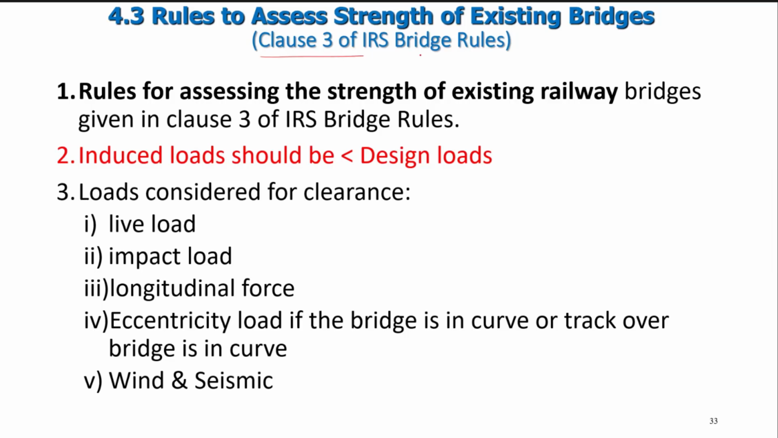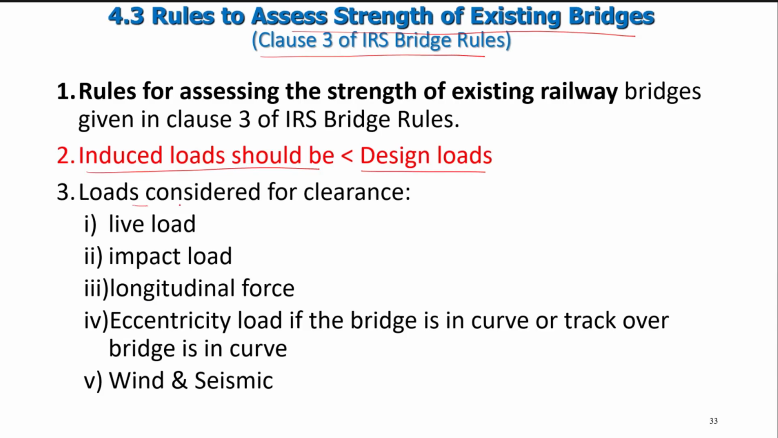What is the provision of the bridge rule? It is about assessing the strength of the existing bridge. This is the important part, how to assess the strength of an existing bridge. This rule for assessing the strength of existing railway bridges is given in clause 3 of the IRS Bridge Rule. Here it is important that induced load should be less than design load. Definitely, bridges are designed for a load which should be higher than the load induced by the rolling stocks.